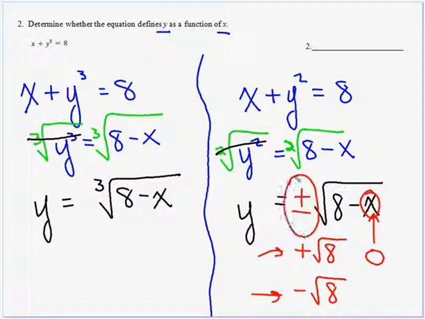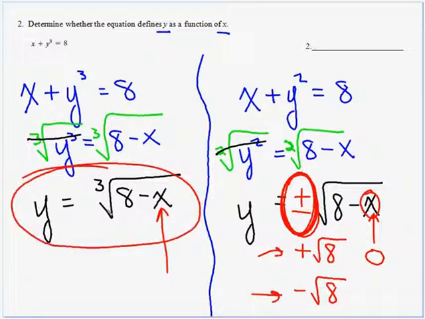So as soon as we even rooted both sides, we had this plus or minus scenario that disqualifies us from being a function. When we take the third root, do we have to do the same thing? Is there a positive and negative root to come out of that? No, because it's an odd root. You know, for any one value we plug in, we'll get a distinct value coming out. So here, yes, we can define y as a function of x. If that was a square root and we square root both sides, the plus minus is our automatic disqualification from being a function.